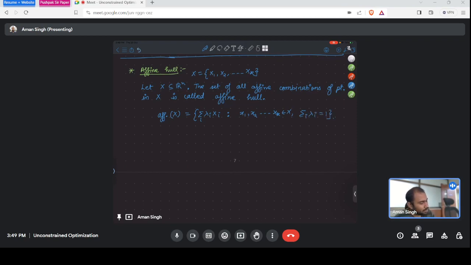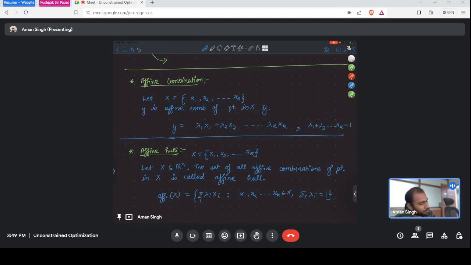So what that means is, an affine combination meant that if you take some lambdas 1 to lambda k such that their sum is 1 and take the linear combination of points in X and get some point y, it's an affine combination. And the affine hull means all the possible y's like this. So there are infinite possible sets of lambdas 1 to lambda k such that their sum is 1, and you take all the points y like this, then that is the affine hull. So that's what it means.